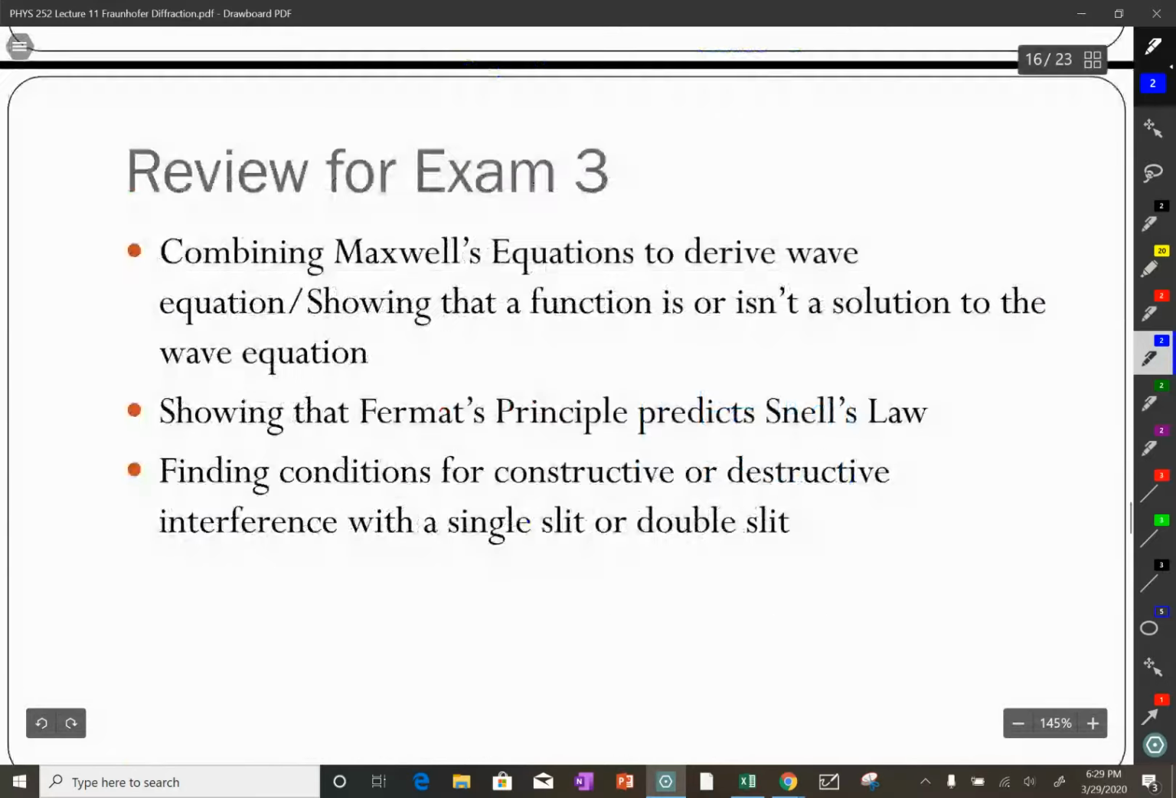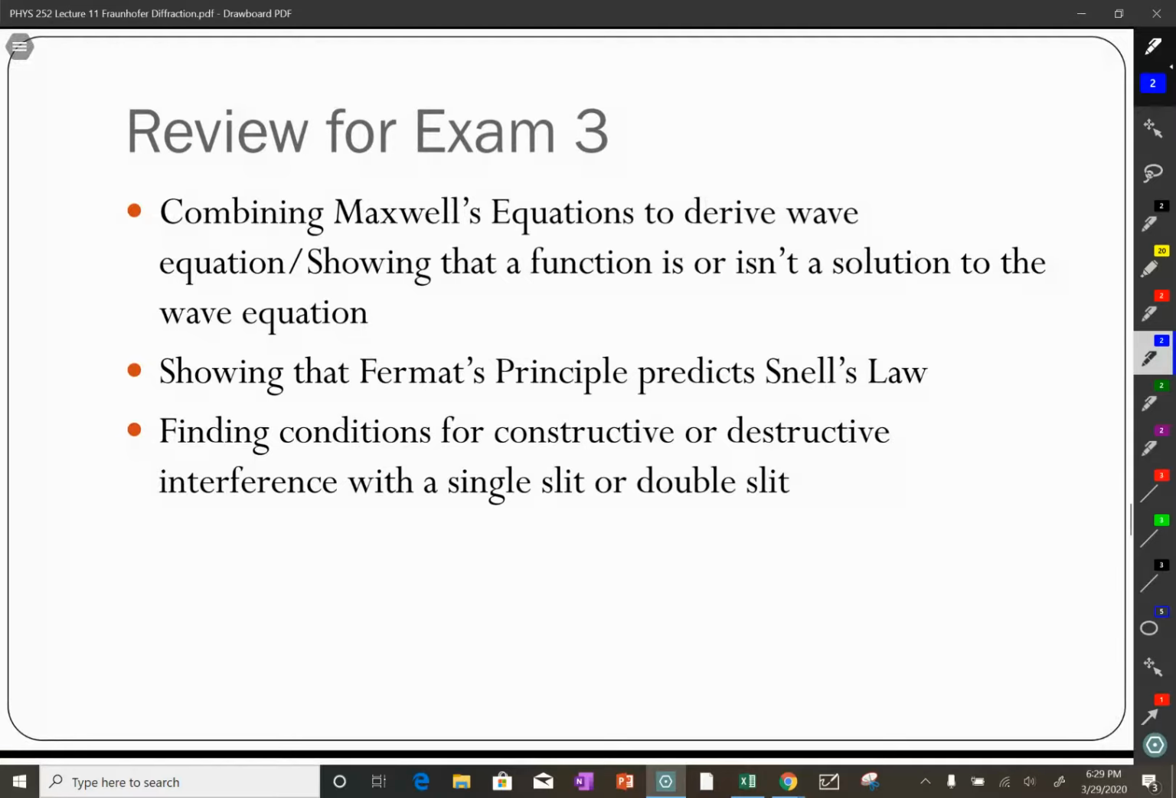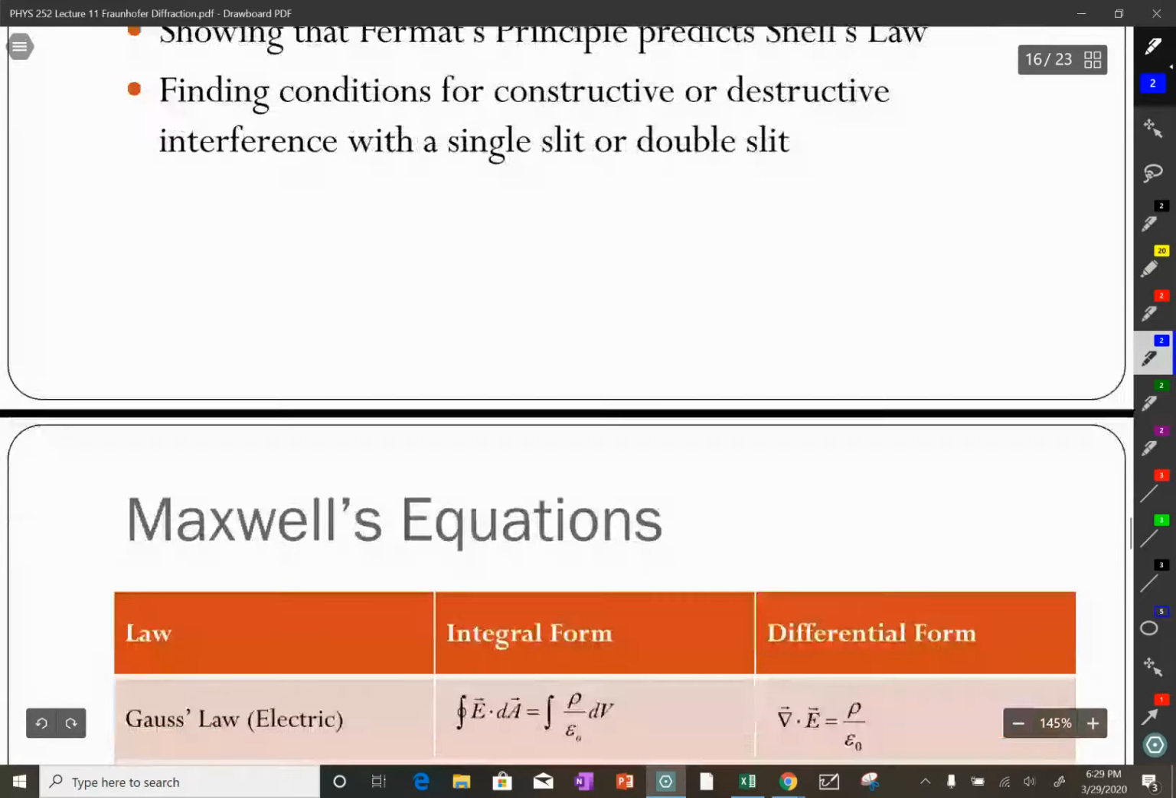Now let's review for exam 3 real quick. We have 3 things that you can see on this test that will be specific to calculus. One would be, and I put this as one statement, but it's really 2, combining Maxwell's equations to derive a wave equation, and then showing that a function is or isn't a solution to the wave equation. Number 2, showing that Fermat's principle predicts Snell's law. Number 3, finding conditions for constructive or destructive interference with a single slit or double slit. So let's just look real quickly at those.